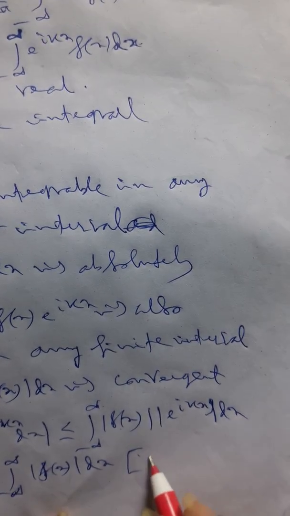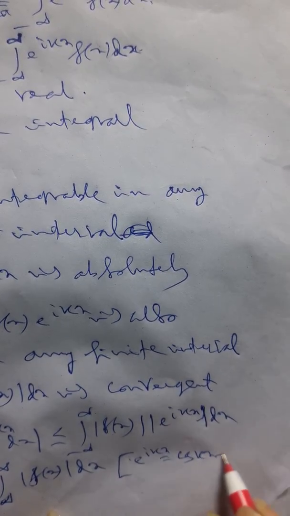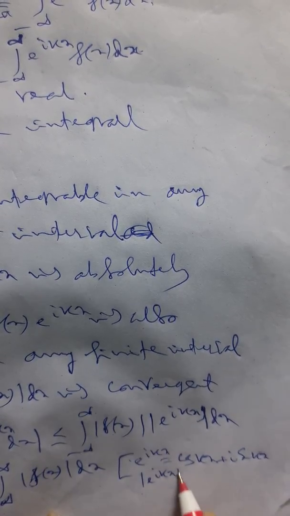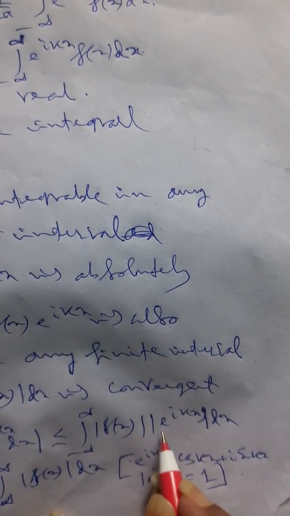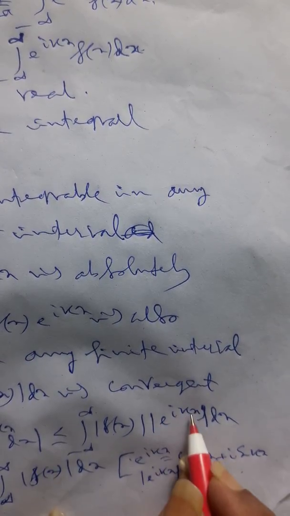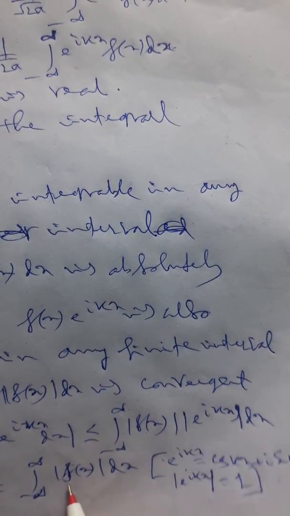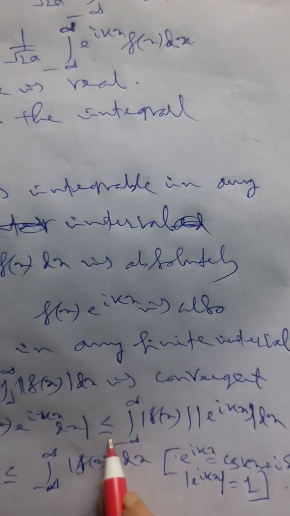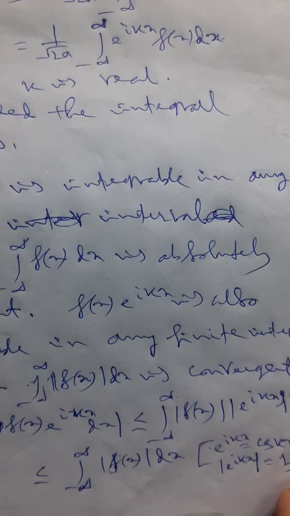Clearly we know that e to the power ikx equals cos kx plus i sin kx by De Moivre's theorem. So mod of e to the power ikx is equal to 1. That means we are using this inequality, and it is clear that this will be 1. If this is 1, we get this. And if we assume that this is absolutely convergent, that means it is bounded. So here we also find the boundedness of the function. That means it is also convergent in any finite interval, and it is integrable also.